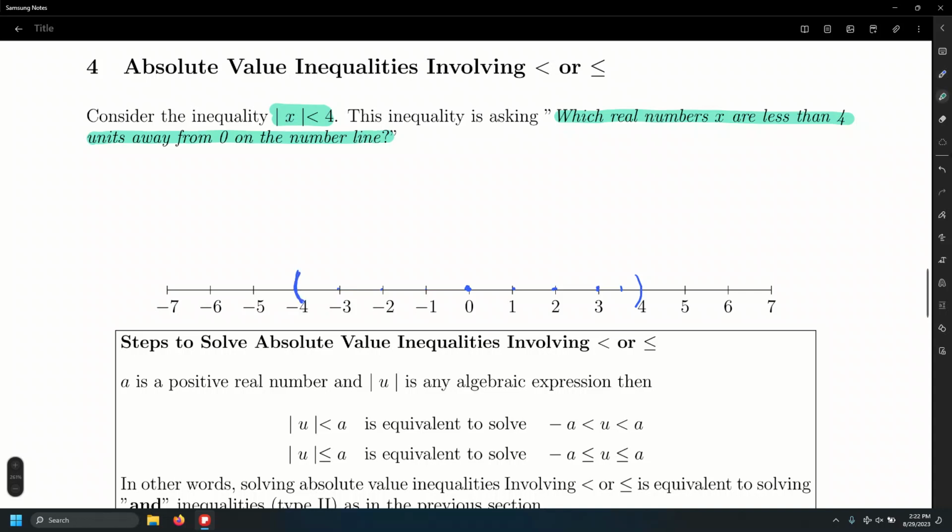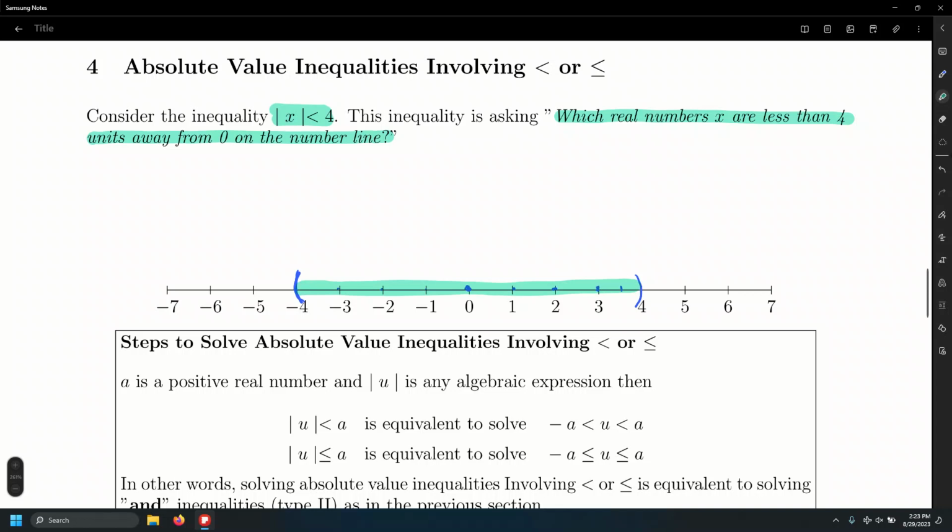Essentially, we're not just looking for two values like in the equation. The equation is exactly 4 units away from 0, just two numbers, two values. Here, it's a set of many, many values. And where have we seen this before? Didn't we see anything like this in the previous compound inequalities?